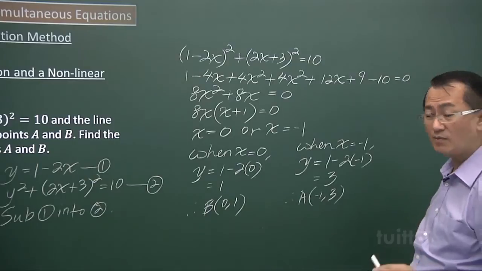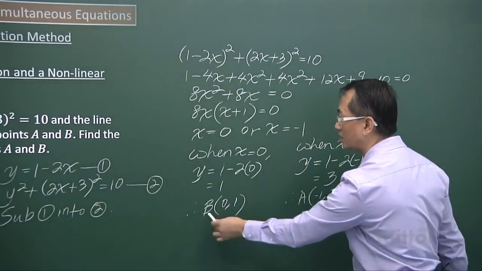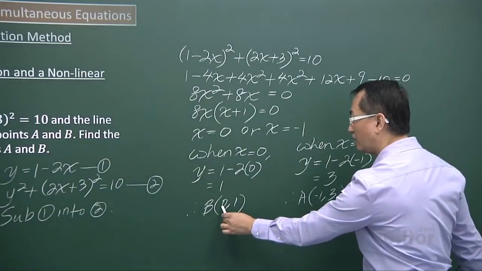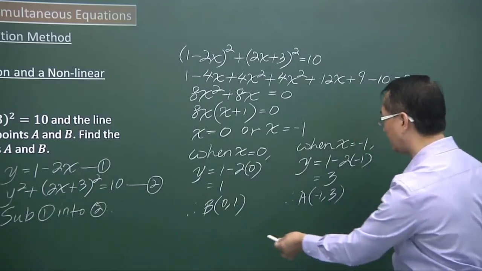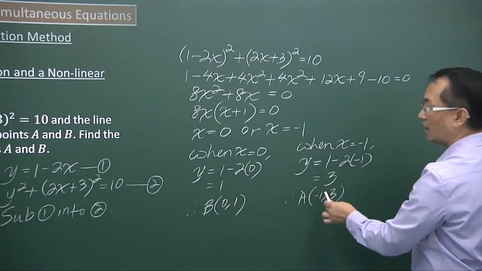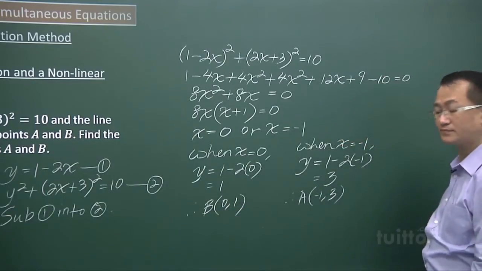And also the naming of the points. You notice that I call these coordinates point B. The reason is that that value of x is bigger than that value of x. So A with a smaller x value, B with a bigger x value.